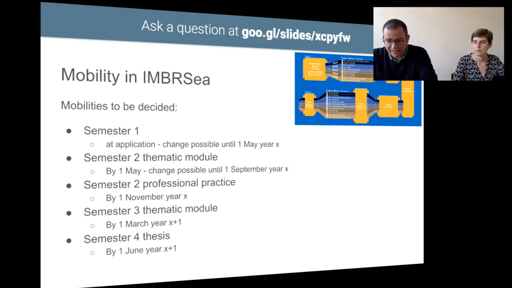Then the thematic module of your second year should be decided by the 1st of March, in this case 2018, and the thesis should be decided by the 1st of June 2018. So no worries yet on the selection of your second year universities. There's still enough time, and it may be, for example, that these deadlines can be slightly changed during the running of the course, depending on specific requests from students or from different universities.